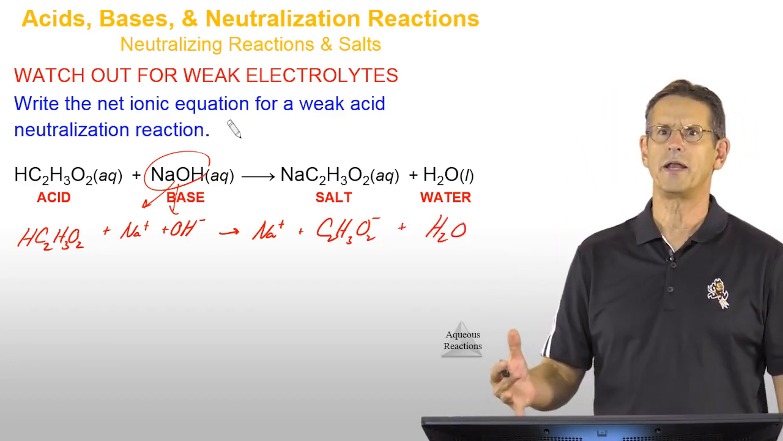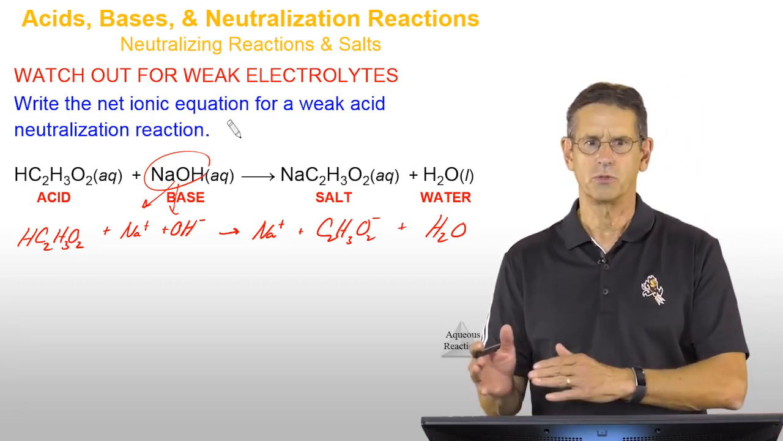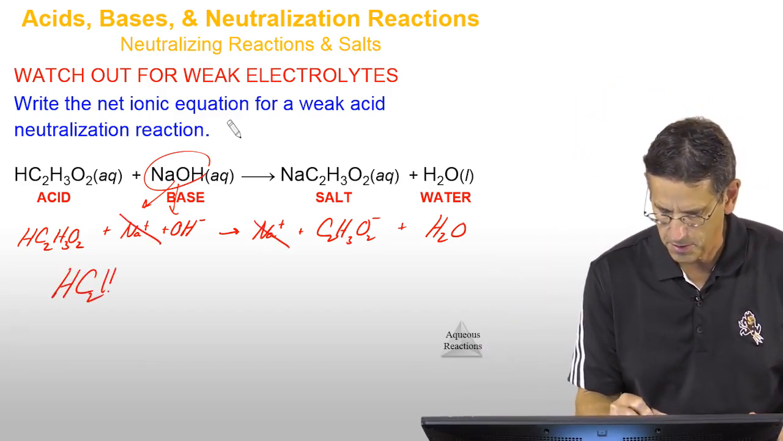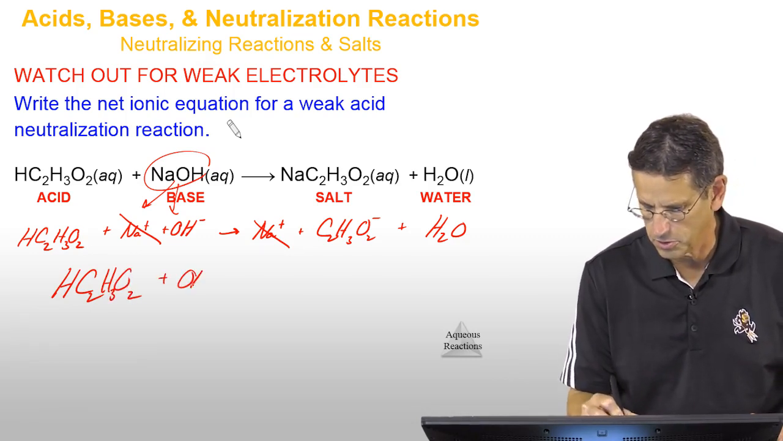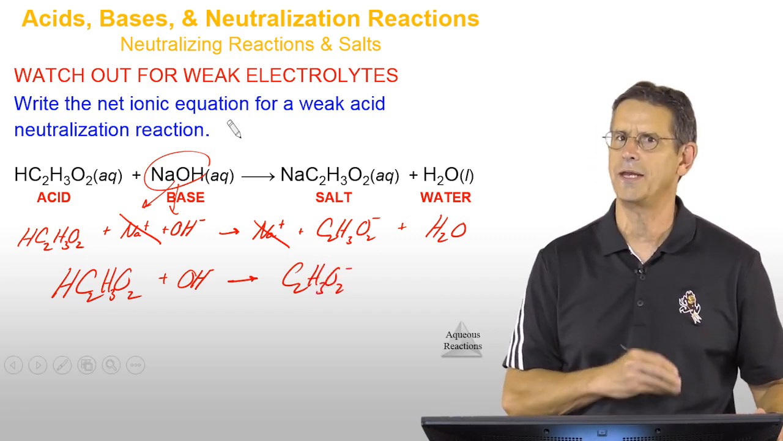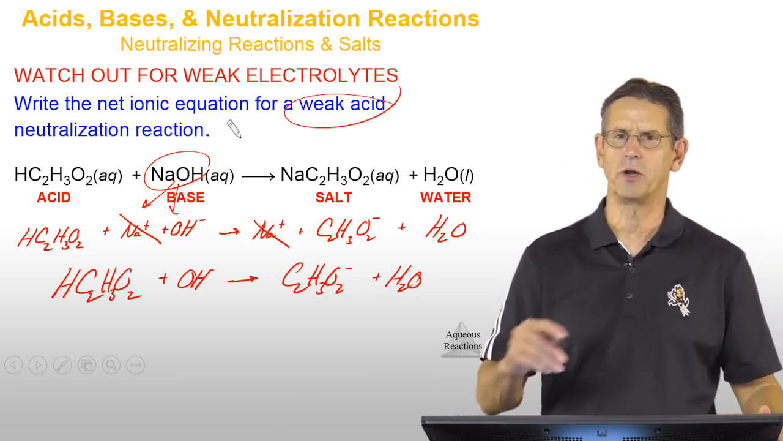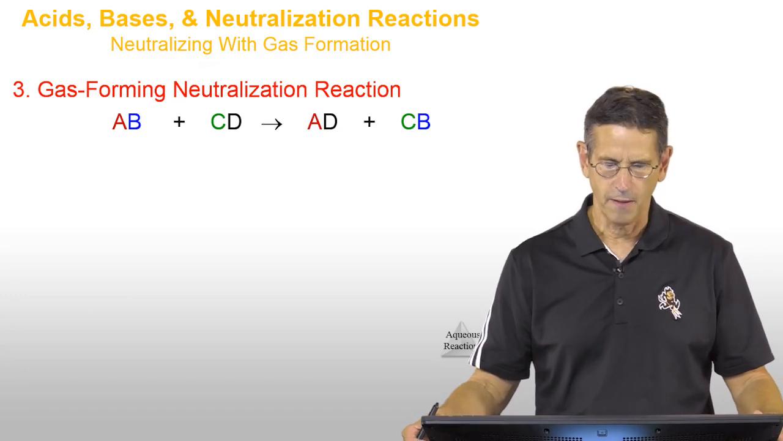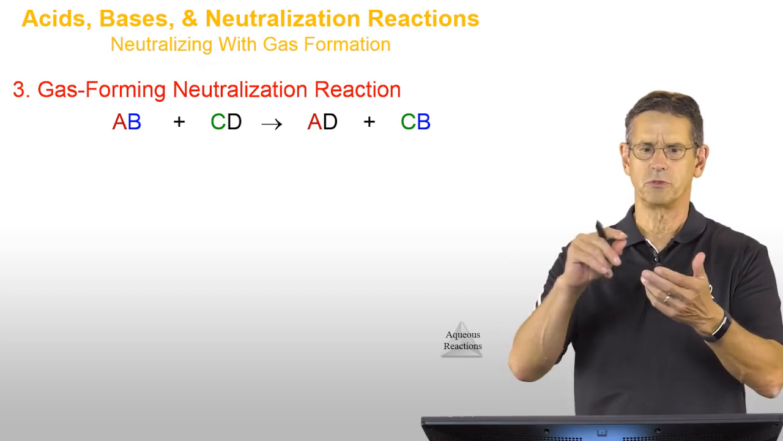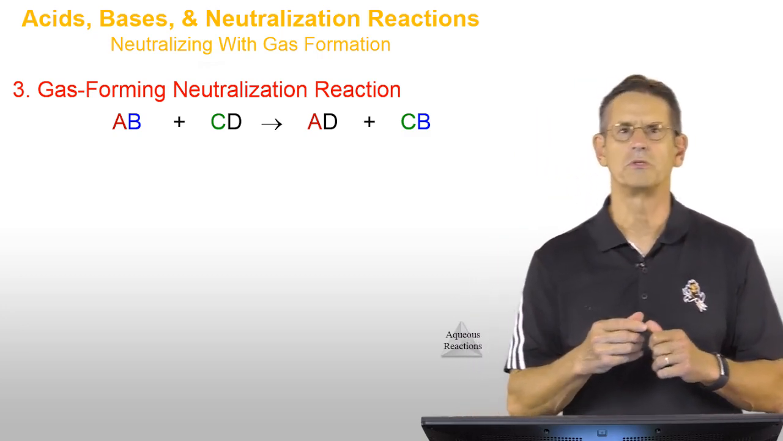Then what is going to be the net ionic equation? Again, simple. Just cross out anything that's the same on the left side of the arrow as the right side. So we're just going to cross out that sodium. So the net ionic equation is the undissociated acid plus OH minus gives us C2H3O2 minus, that's the acetate anion, plus water. So again, watch out for weak acids when you're writing these equations down. So that was acid-base neutralization reactions, both for strong acids, strong bases, and weak acids and strong bases. How about this category 3 called gas-forming neutralization reactions?